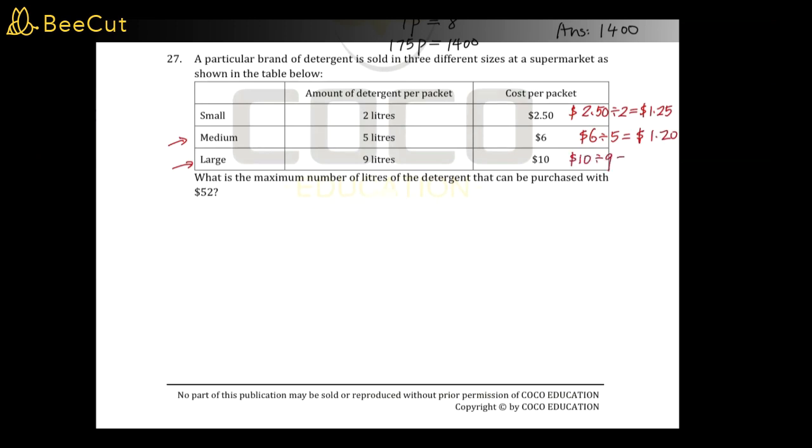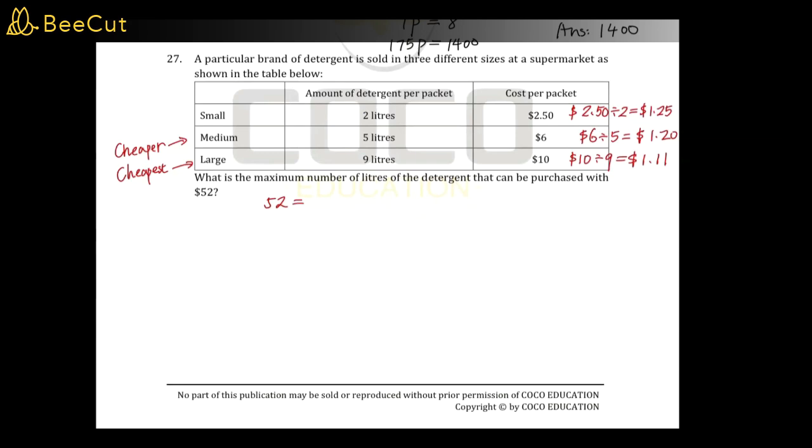Then the large is the cheapest. $10 divided by 9. This one is a recurrent decimal, so let's just keep 2 decimal places. $1.11. Right, so we know the large is the cheapest, where the small is the most expensive. So the goal is to get the most number of large size. And this is 52. Of course, you can try 52 divided by 10.